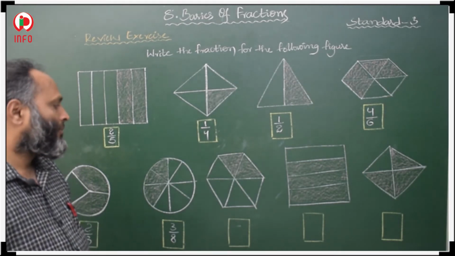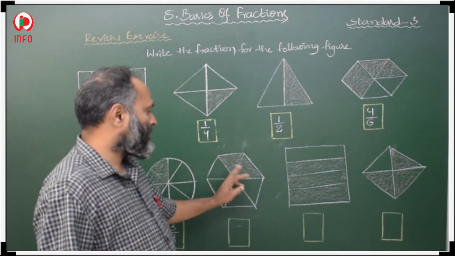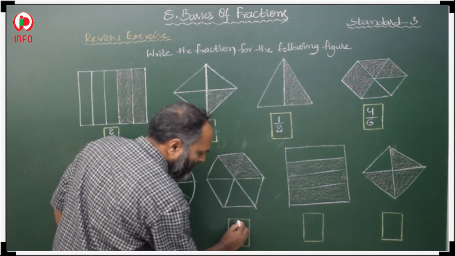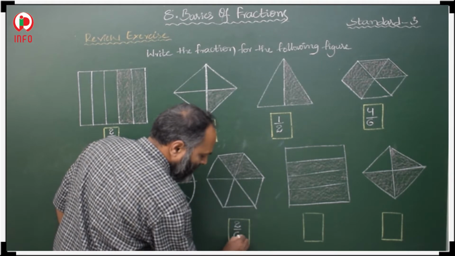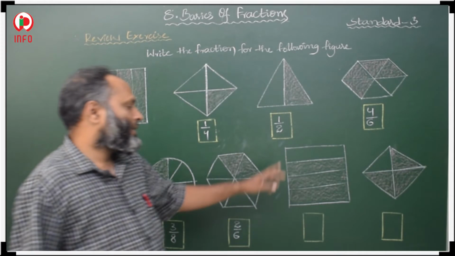Now here, this is divided into 6 parts. Out of 6 parts, 2 parts are shaded. So how do we represent it? 2/6.